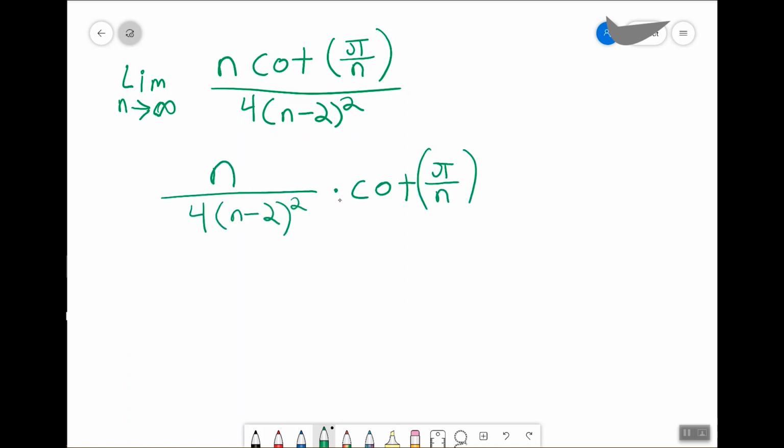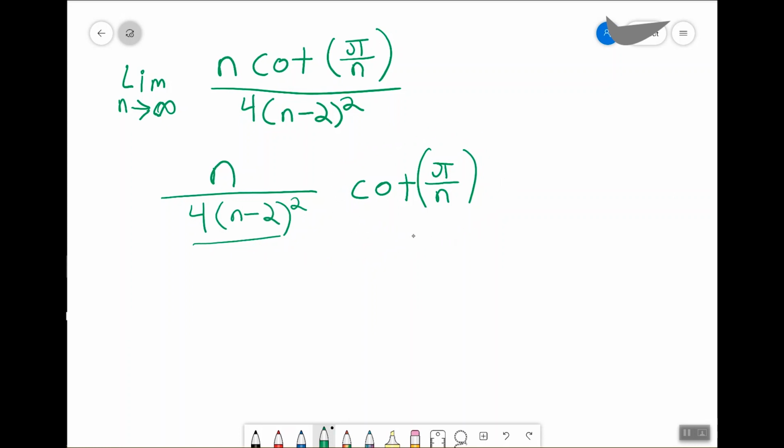What we'd like to do is break up the limit of this product into a product of the limits of both of these terms. However, we cannot do that because cotangent of pi over n goes to infinity as n goes to infinity. Since this term has no finite limit, we can't just use the product rule of limits in this case. However, we can apply a quick little trick that will let us use the product rule of limits.